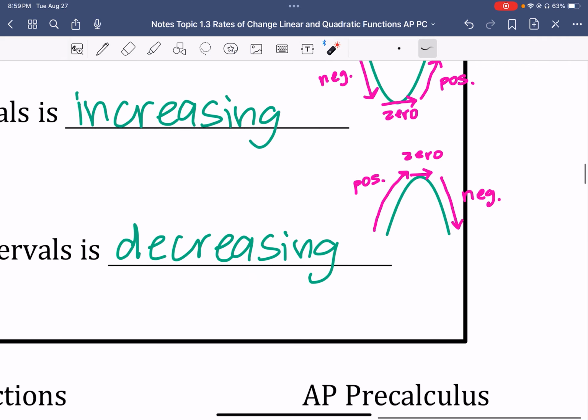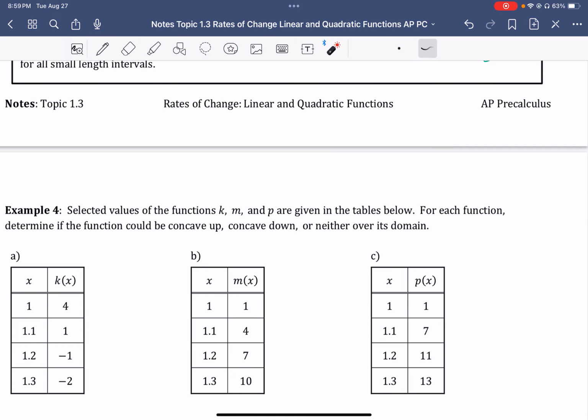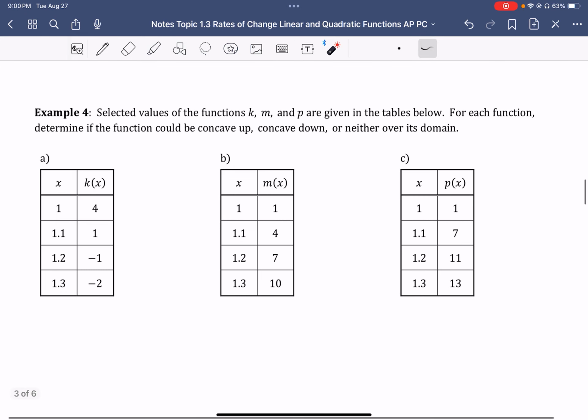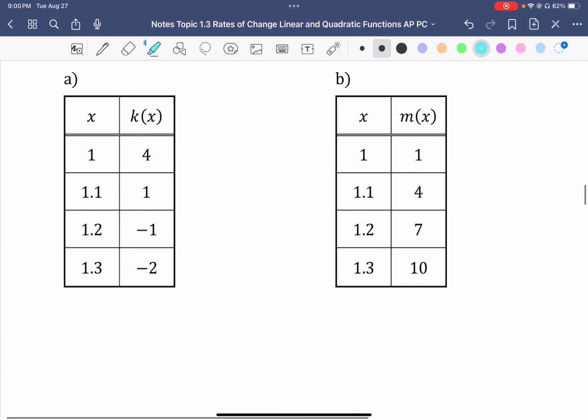Okay? Let's go to the next page. For example 4, it says selected values of the functions k, m, and p are given in the tables below. For each function, determine if the function could be concave up, concave down, or neither over its domain. Okay, now the question is similar to the one we did in example 3, but the question is now saying is it concave up or down, or neither. That's also a possibility. So the process again is similar to what we've been doing.